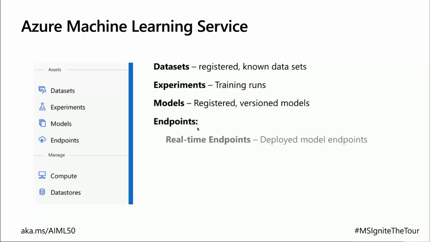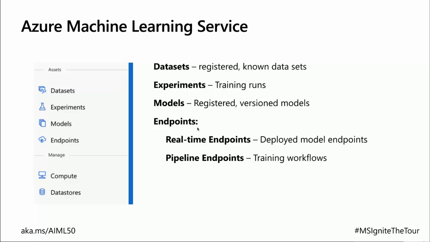And then endpoints actually consist of two parts. There's real-time endpoints, in other words, models that you have deployed. So this is what we're using in our Tailwind Traders website. We're using a model that we've deployed to an Azure container instance. And there's also pipeline endpoints. Now, these are the endpoints that you can hit to kick off a pipeline. So this is really Azure Machine Learning pipelines, and the way you access that is via that pipeline endpoint. So these are our workflows for all of the things that we need to do to actually train our models.